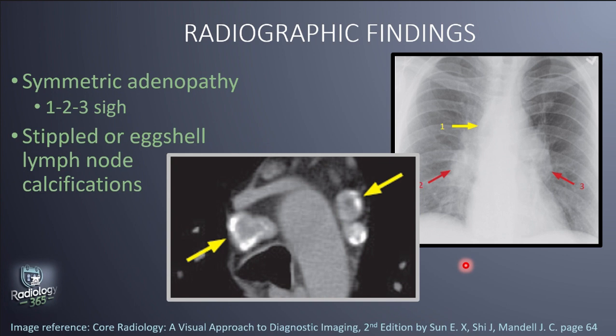Now, in these images, the very first one, the plain radiograph, is a case of stage 1 sarcoidosis, and it shows symmetric adenopathy, demonstrating what we call the 1, 2, 3 sign. We have the right paratracheal lymph node here, numbered 1. Then we have the right hilar adenopathy, numbered 2. And then the left hilar adenopathy, number 3. That gives us the 1, 2, 3 sign, or the Garland's sign. This axial CT in a different patient shows peripherally calcified eggshell lymph nodes in the mediastinum.